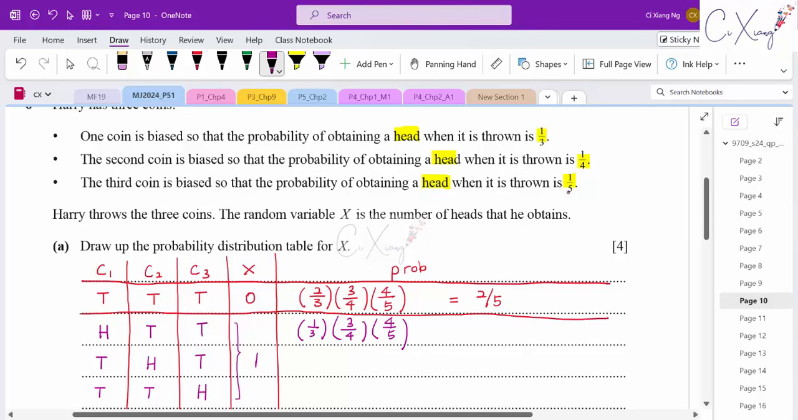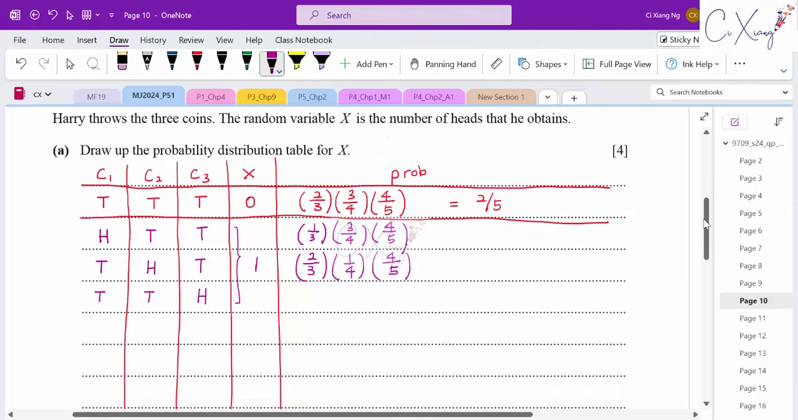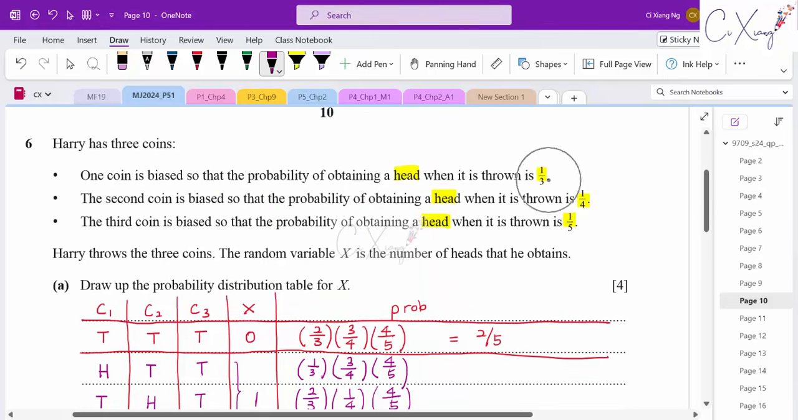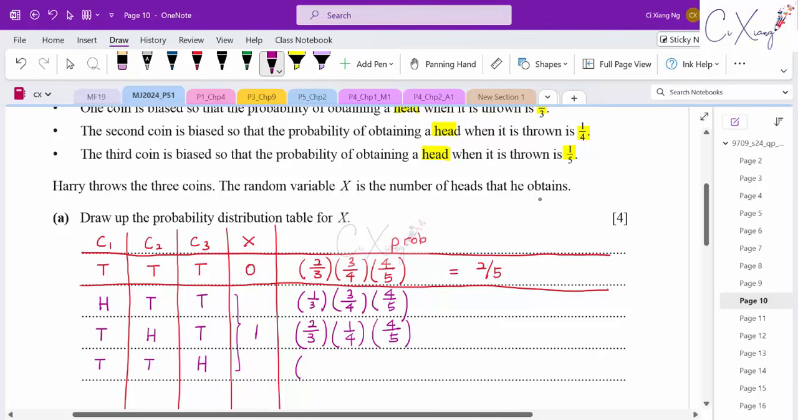That's the first case. Second case, tail, head, tail. So tail is 1 minus this, you get 2/3. Head is the probability given, 1/4, and another tail is 4/5. Then after that, the third case. For the third case, you should have tail, tail, head. For tail, you can refer back to all this part here. So 1 minus 1/3 is 2/3, 1 minus 1/4 you get 3/4, and the last one is a head, so it should be 1/5.